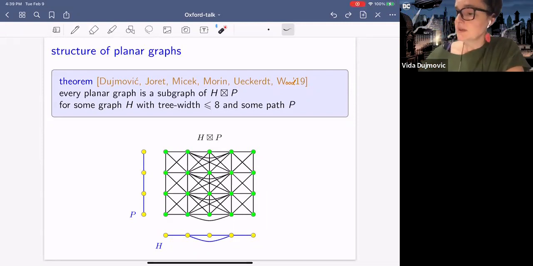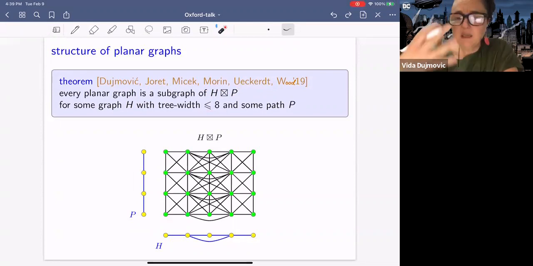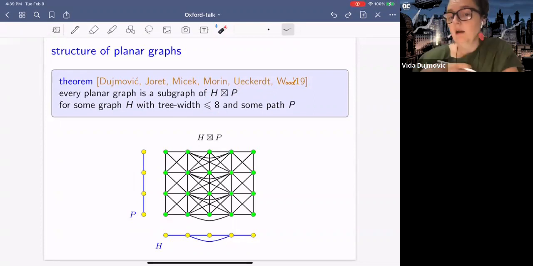All right, so it says that every planar graph is a subgraph of a strong product of two graphs, H and P, where P is indeed a path, okay, so a path like this, and H is a graph of small treewidth, in fact, treewidth at most 8. It doesn't matter, I'm really not going to use any properties of treewidth in this graph. If you know what treewidth is, great. If you don't, it really doesn't matter.